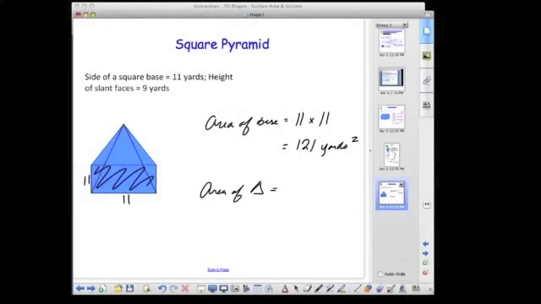When I look at the triangular sides of the square pyramid, area of a triangle is equal to 1/2 times the base, which is given as 11, times the height, which is given as 9. Once I do my multiplication, I get 11 times 9, and that equals 99. 1/2 of 99 gives me 49.5. Again, this is yards squared.